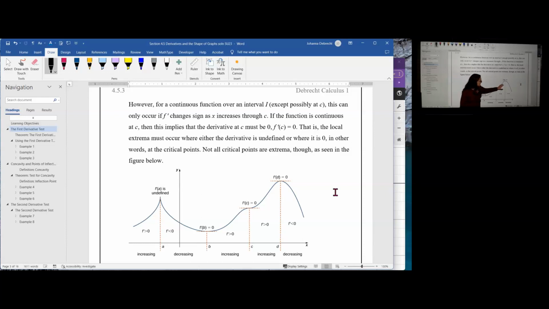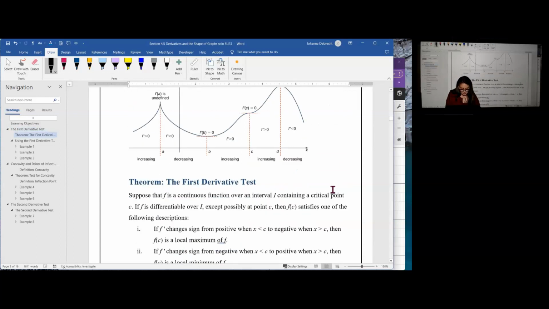Then the function, as it approaches D, on the left side has positive slope, so the first derivative is positive. And on the right, the first derivative is negative. When you go from increasing to decreasing, you must have a relative maximum at the critical value between.